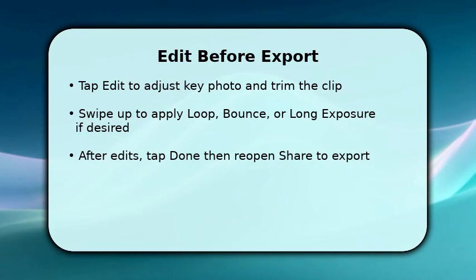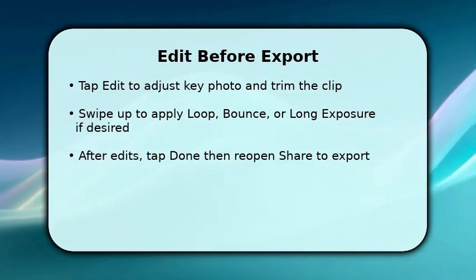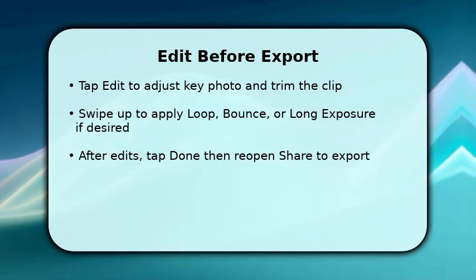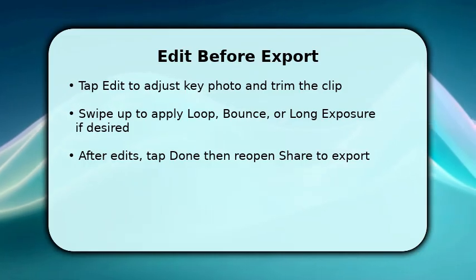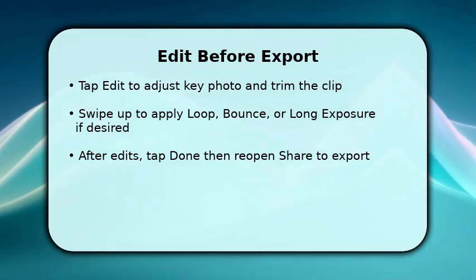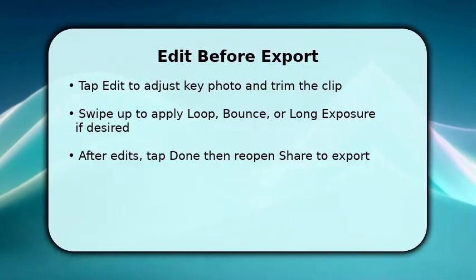Tap Edit to scrub frames, choose a new key photo, and drag the live photo handles to trim the motion. If you want a stylistic change, swipe up and pick Loop or Bounce. These will affect the exported clip's behavior. Once satisfied, tap Done to save edits to the live photo.